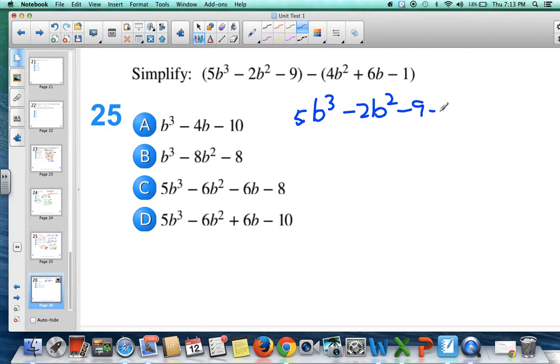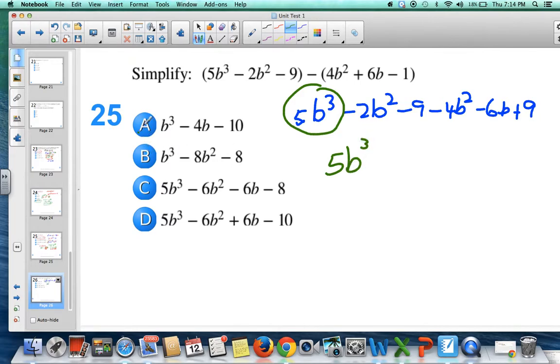So it becomes minus 4b to the second. The negative distributes to here to be minus 6b. And then it distributes to here to be negative times a negative is positive, so plus 9. And now what I'm going to do is simplify by combining like terms. So first thing I'm going to do is look for all the highest power, which is b to the third. That's right here. So there's only one of them, so it's going to be 5b to the third.